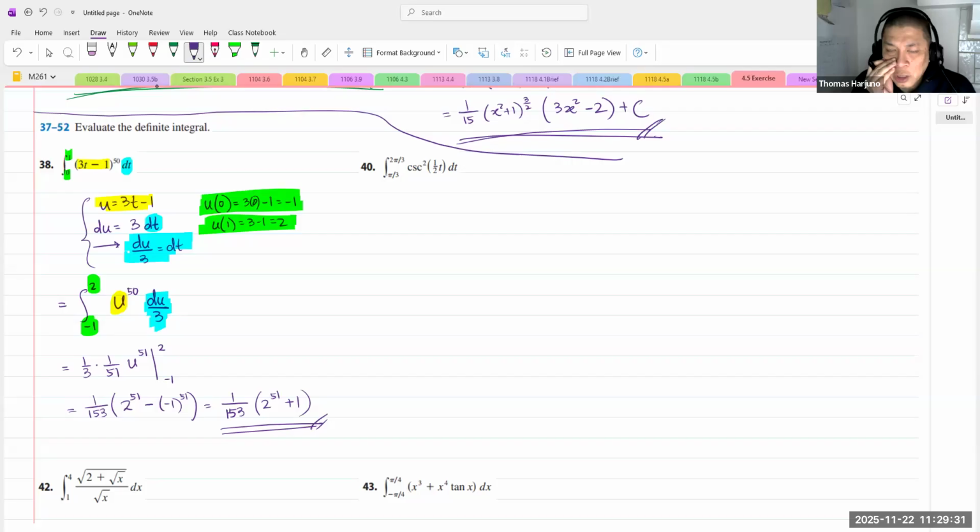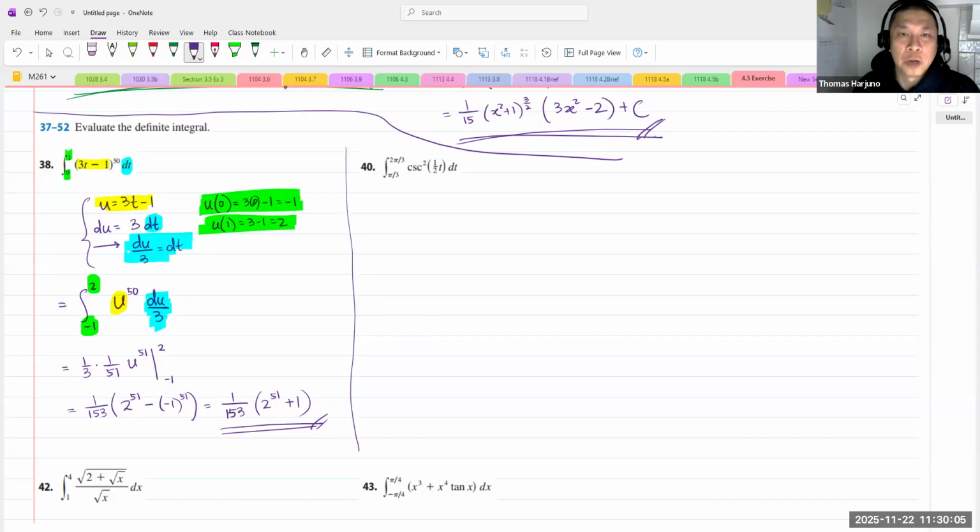2 to the 10 is already 1024. 2 to the 20 is 1,048,576. I think I may be wrong. I might be wrong. Okay, it's such a big number. Okay, 2 cube is already billion. Yeah, so 2 to the 51. I will just leave it like that.